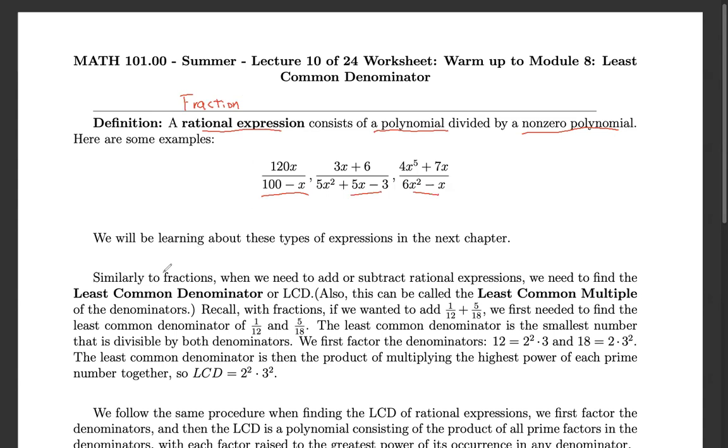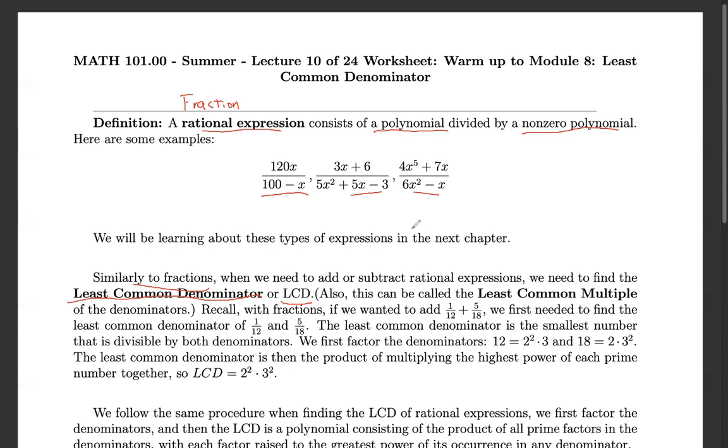So this paragraph is saying, similar to fractions, when we need to add or subtract rational expressions, we need to find the least common denominator. So this is the key. We can add them, we can subtract them, but when we do that, we need to form the least common denominator, or LCD. Sometimes, without talking about it in the fraction situation, we call it the least common multiple.